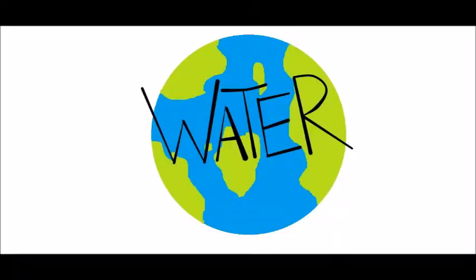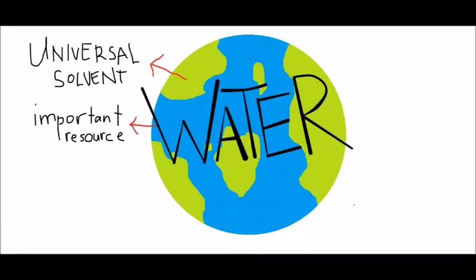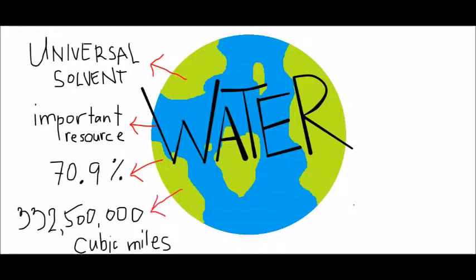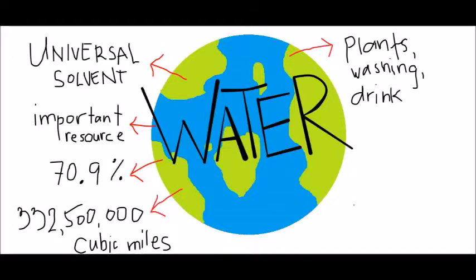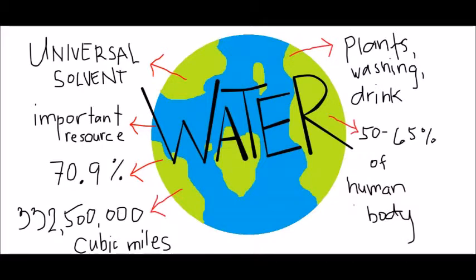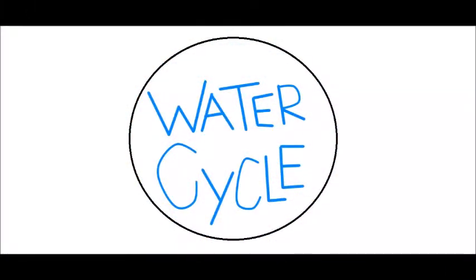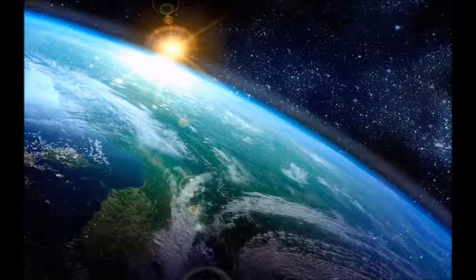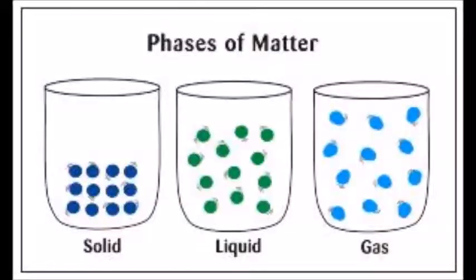Now for the recap. Water is known as the universal solvent. It covers about 70.9% of the Earth's surface. It is an important resource because it is made up of particles which change their behavior depending on the phase of matter. The water cycle is a process wherein water is spread across the Earth's ocean, atmosphere, and land. It distributes water that can also result in changes to the particles of matter.